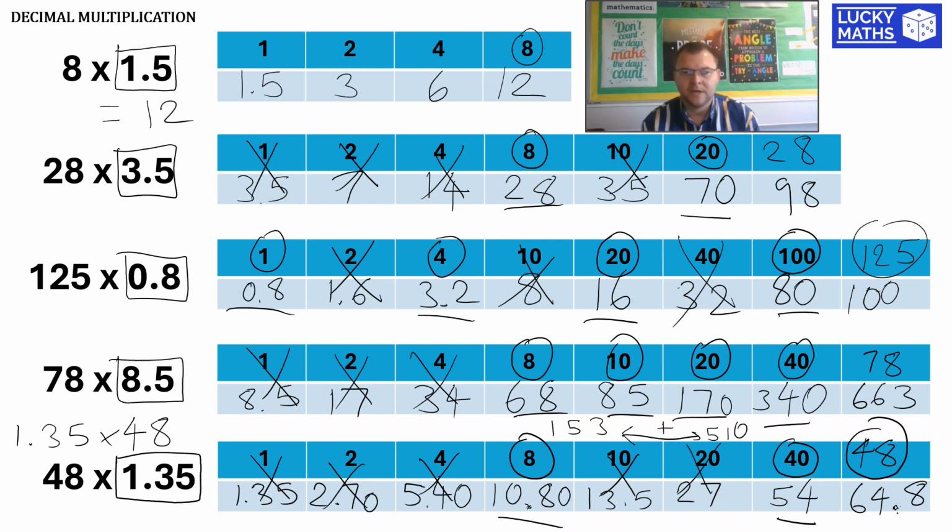And that's how I feel the ratio table can work across multiplication with integers, with decimals, and also division and division with decimals, as you'll see in the other videos.